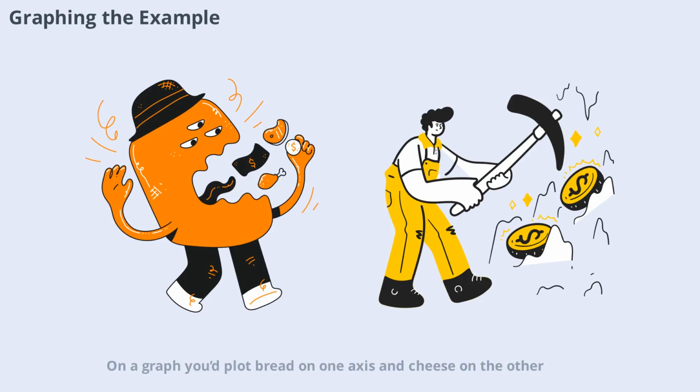On a graph, you plot bread on one axis and cheese on the other. Your budget line shows all the combinations you can afford, and your indifference curves show your preferences. The tangency point is your optimal choice. This visual approach makes it easier to understand how economic theory applies to everyday decisions.